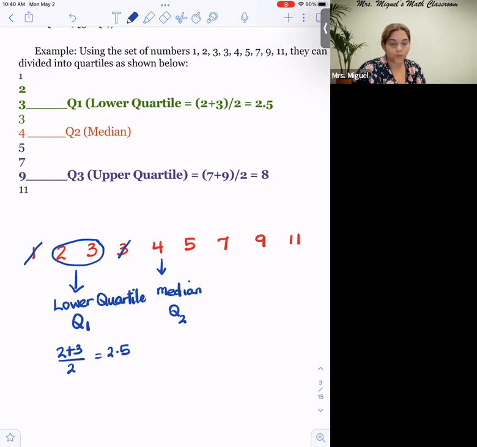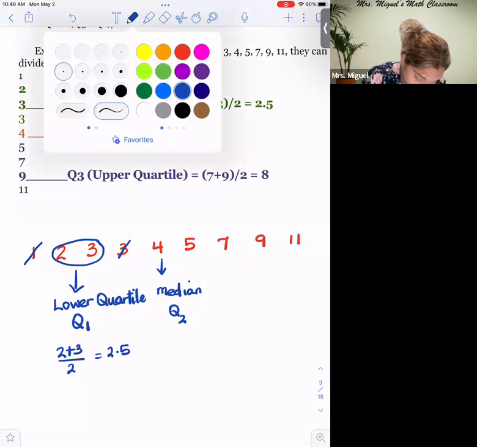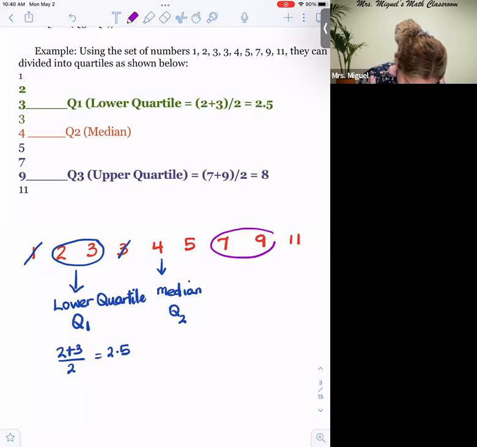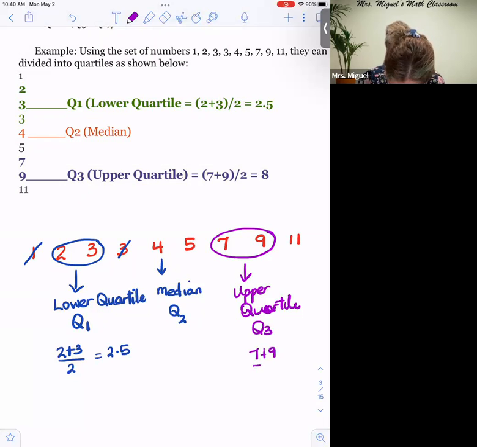All right, do we have the upper quartile now? What is the upper quartile? Q3, so this is 7 plus 9 divided by 2, which is 8. Did you all get that?